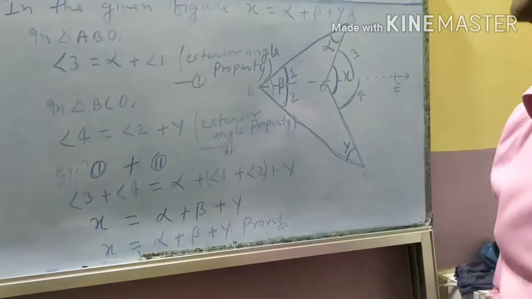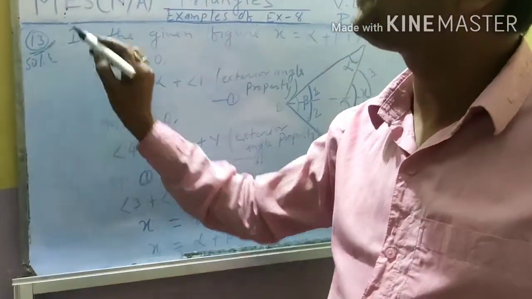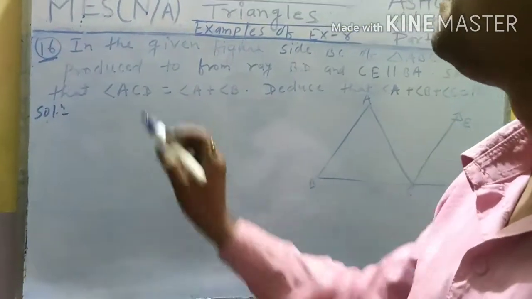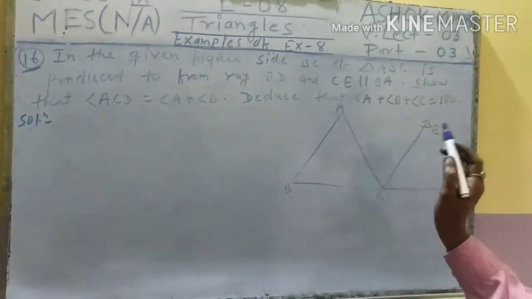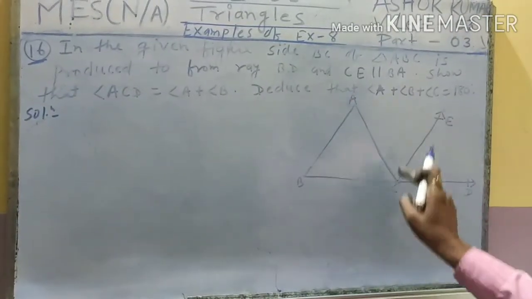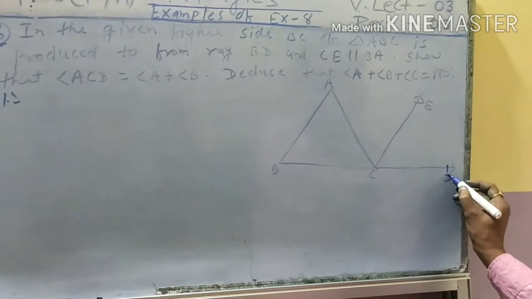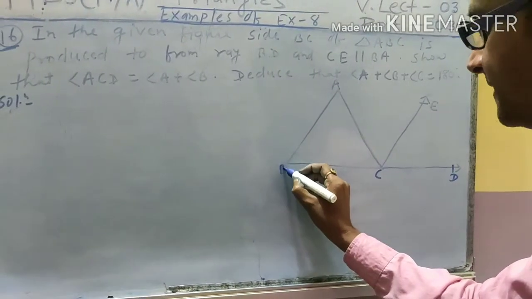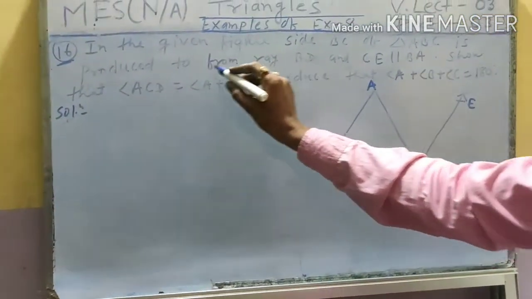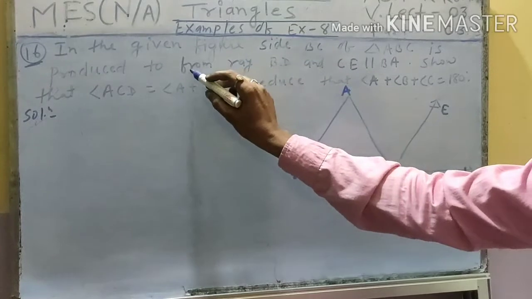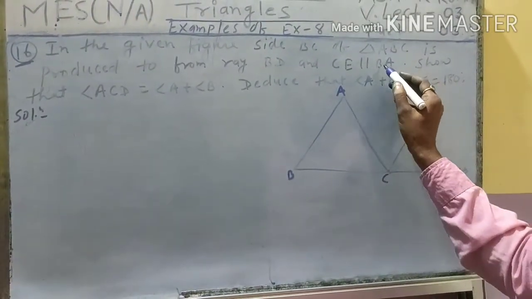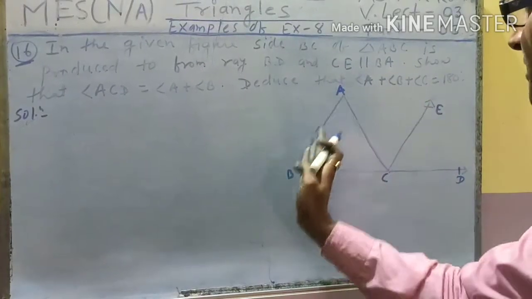Okay students, I hope you understand this question also. The next question is question number 16. In the given figure, side BC of a triangle ABC is produced to point D. This is C, this is B, this is A and this is E. BD is produced from ray BD, and CE is parallel to DA. That means this line is parallel to this line.